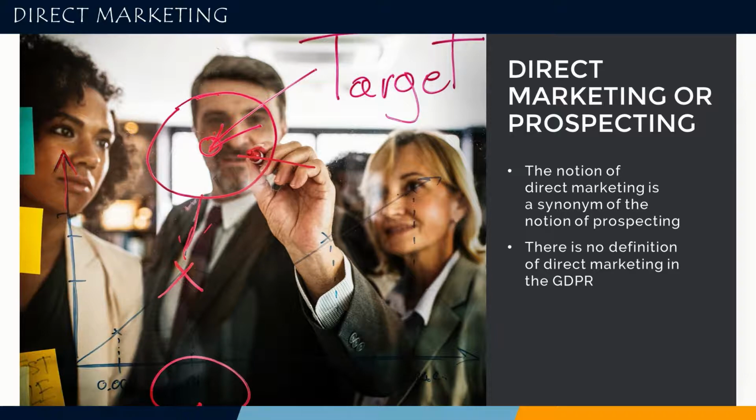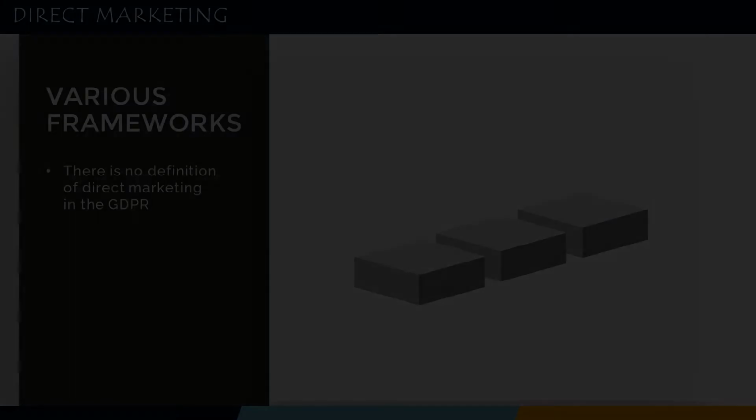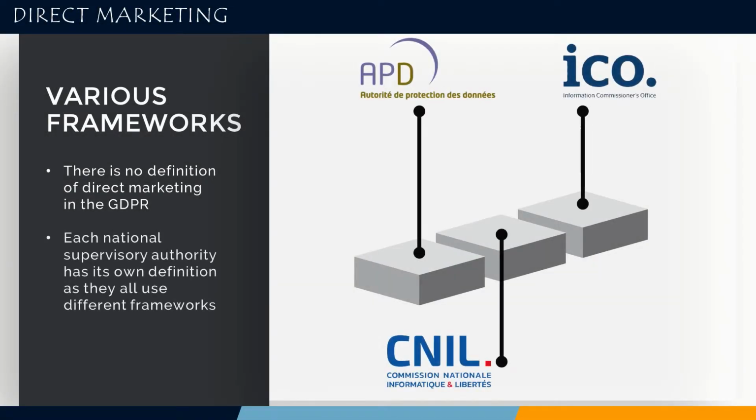But unfortunately, the GDPR text does not give a definition of the term direct marketing. So, currently, one must refer to the definitions given by the supervisory authorities. However, with this methodology, we face another issue, as supervisory authorities all use different benchmarks. Each national supervisory authority has its own definition. An example would be the Belgian, the English, and the French authorities.